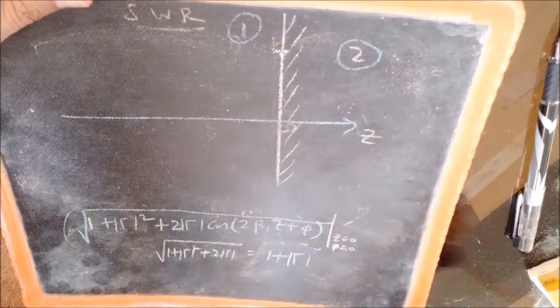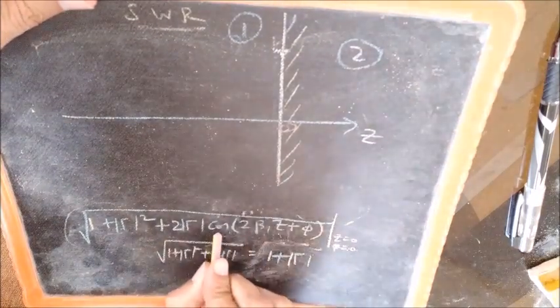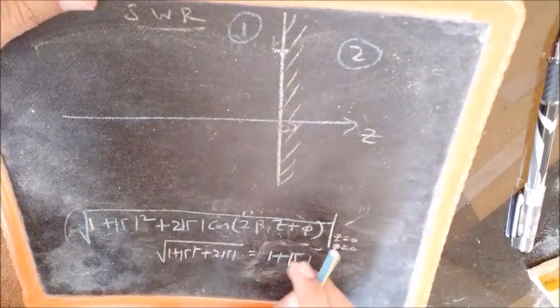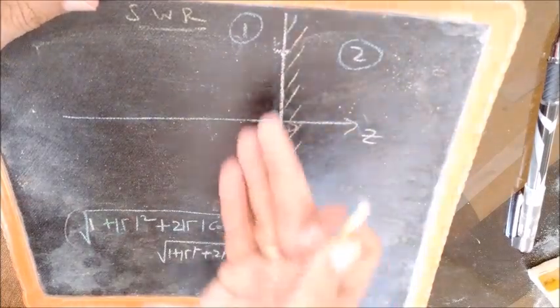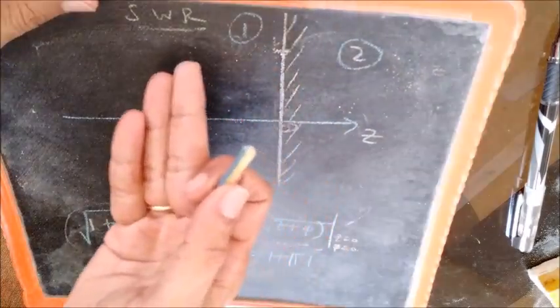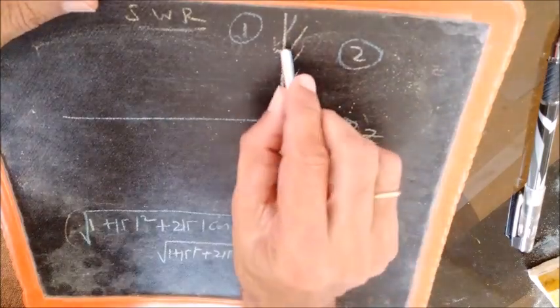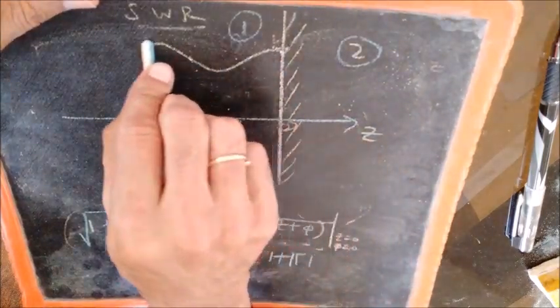And you can see that since the term cos 2 beta 1 z plus phi is there, of course you have taken phi as 0, even otherwise, the variation of the amplitude with respect to z will have a sinusoidal pattern.